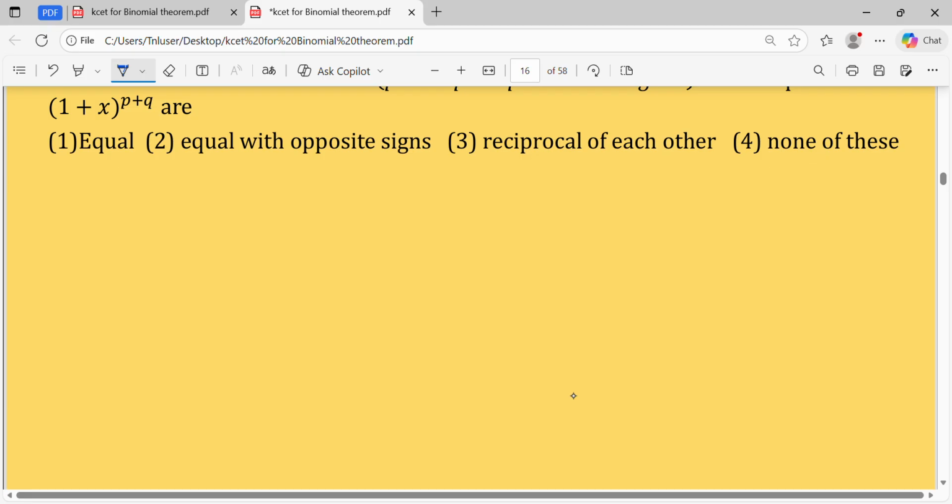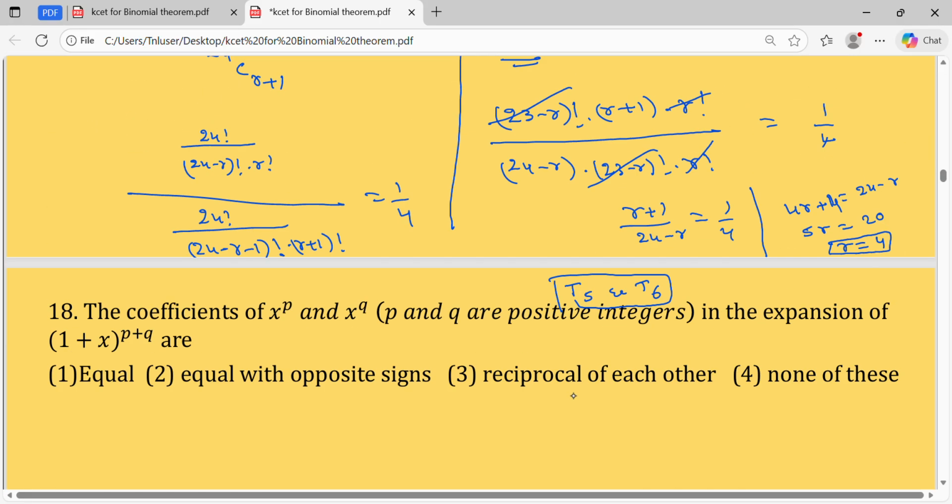So now next, the coefficients of x power p and x power q in this expansion. See this x power p coefficient and x power q. The sum of these two is also equal to n. Here n equals p plus q. Then x power p and x power q, their sum also equals n, then their coefficients are equal. So option 1 is the answer.